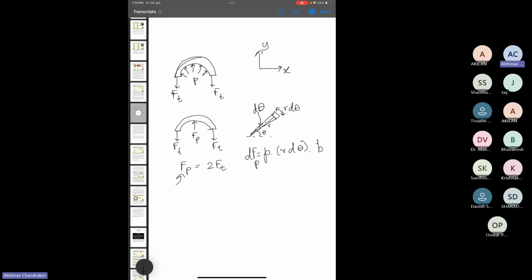But the force which is being experienced in the y direction is going to be dFP sine theta, right? And if we want to integrate this whole thing, since we want the force, this is the force which is experienced in this small portion in the y direction, right?